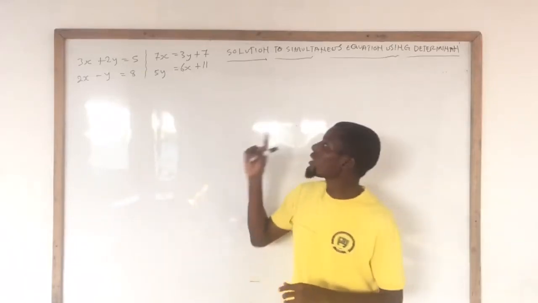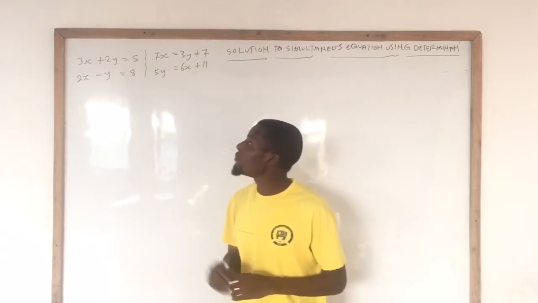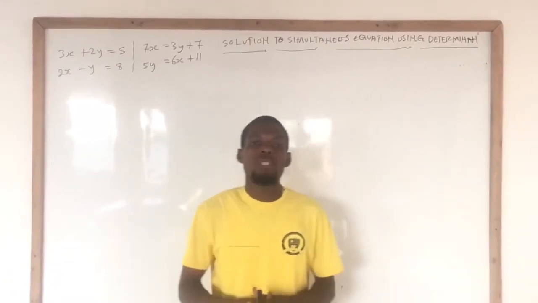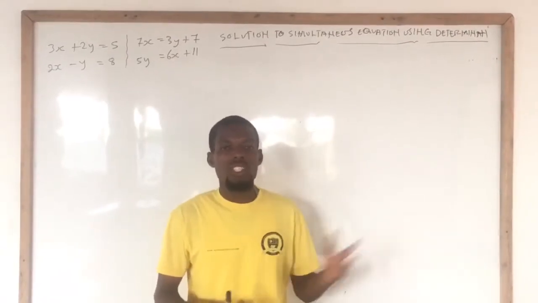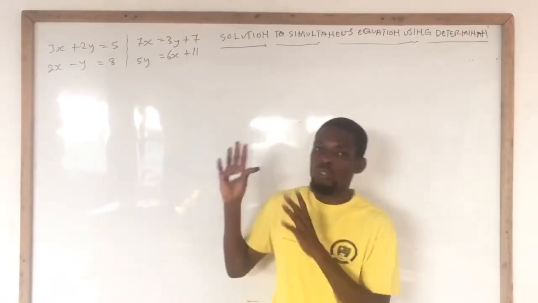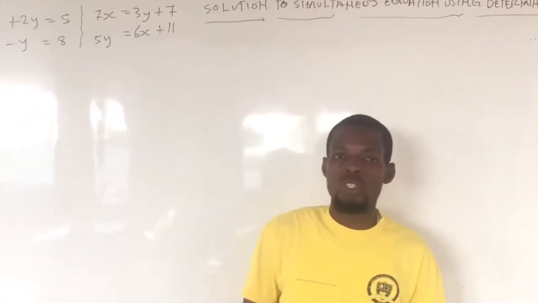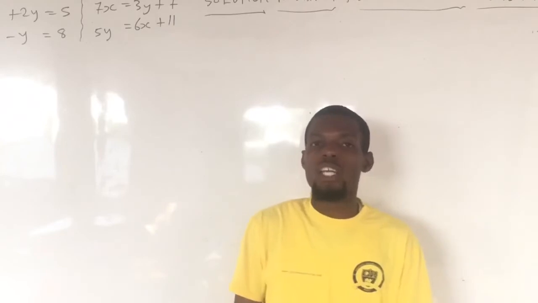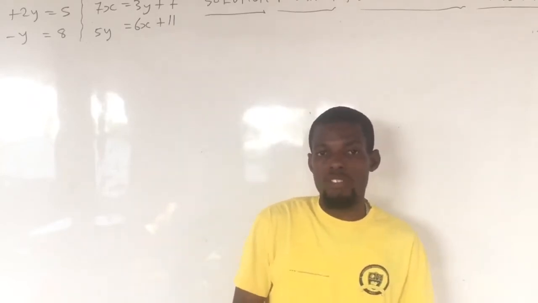Today we are looking at how to use determinants to solve simultaneous equations. The normal simultaneous equations that we studied in commerce. There's a way you can use matrices to solve simultaneous equations. In fact, there are two ways. You can use either the determinant or the inverse of a matrix, right?